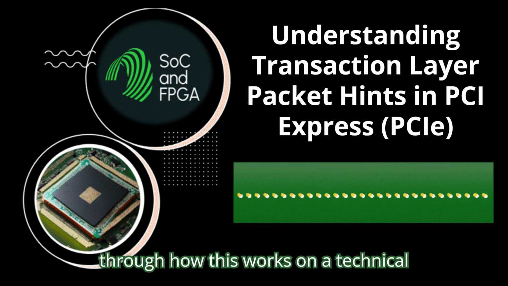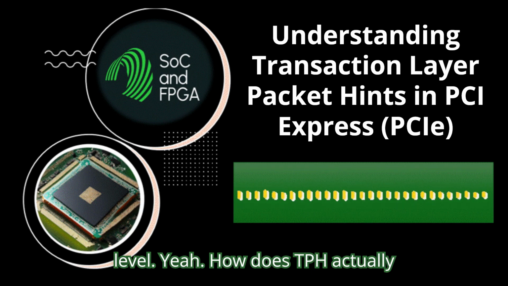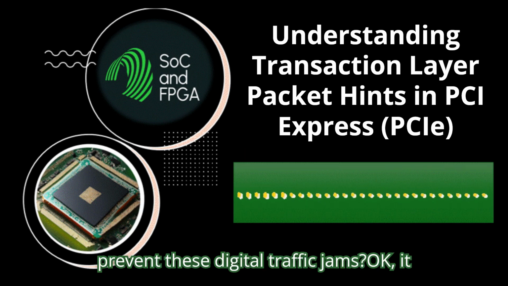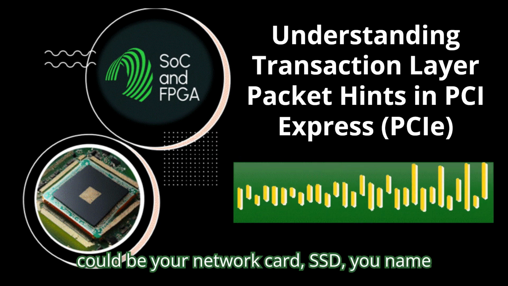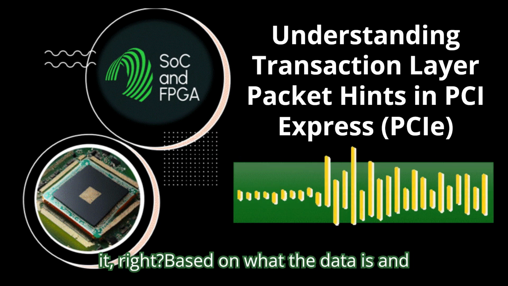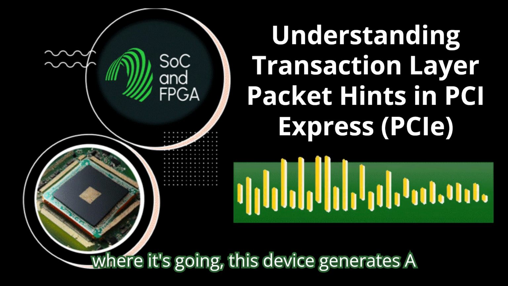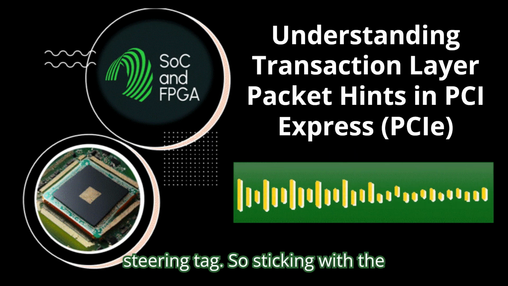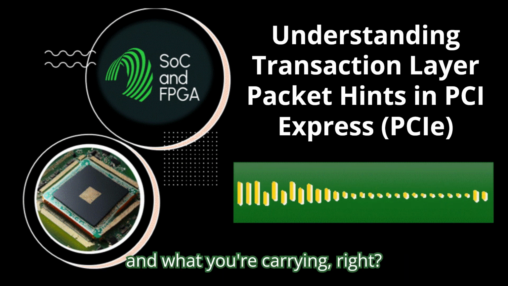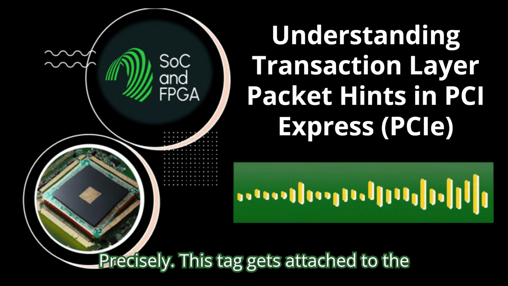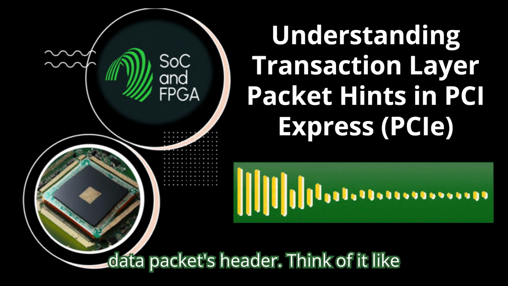Okay, walk me through how this works on a technical level. How does TPH actually prevent these digital traffic jams? Okay, it all starts with the endpoint device. That could be your network card, SSD, you name it. Based on what the data is and where it's going, this device generates a steering tag. So sticking with the roadmap analogy, it's like picking the fastest route based on your destination and what you're carrying. Precisely.